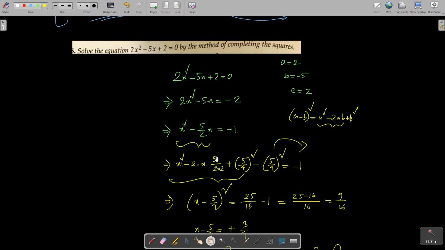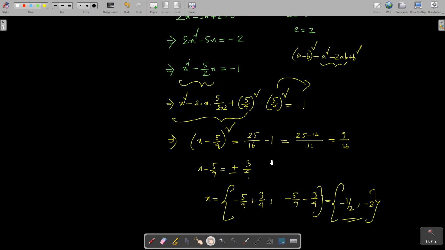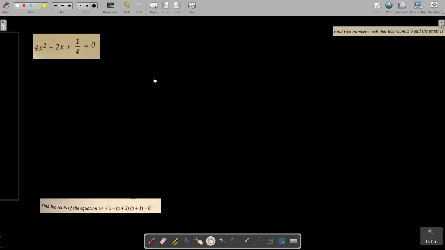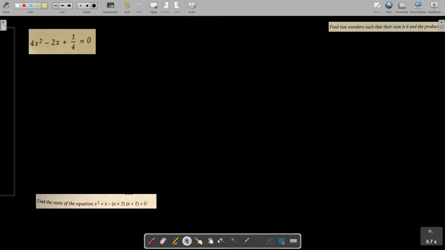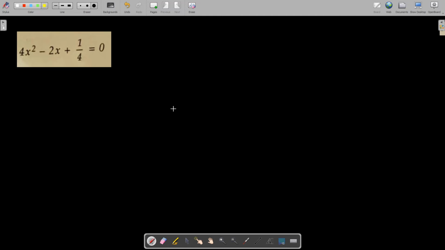In some questions, you will be asked specifically to solve the equation like this, so you're going to use this method. Easy. Now let's try a few questions in which we will directly use the formula and find the values. Okay, let's try this question.